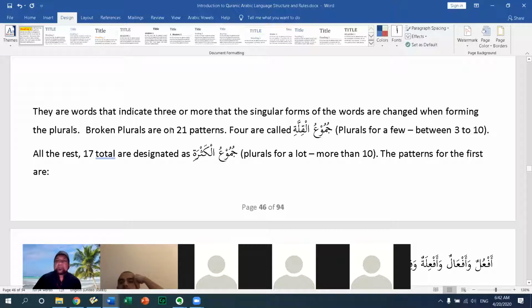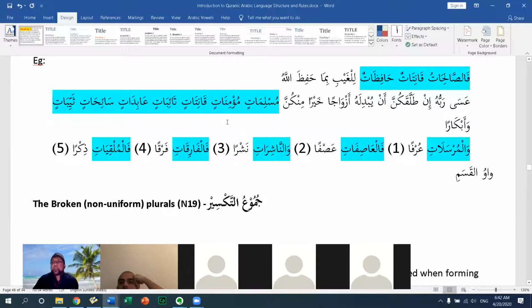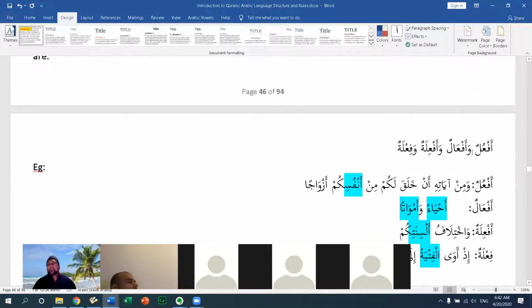Let me give you an example. So if we look here in this verse that says, it is possible that his Lord, if he was to divorce you, would substitute for him wives better than you that are Muslimat, Mu'minat, Qanitat, Ta'ibat, Abidat, Sa'ihat, Tayyibat, and Abkara. Abkara is what we call Jam'u al-Qilla. Abkara, in the pattern of Af'al, means Jam'u al-Qilla. So we know that Allah was talking about less than 10 virgin wives for the Prophet ﷺ. And by the way, it only happened that he had one wife that was virgin when he married her.